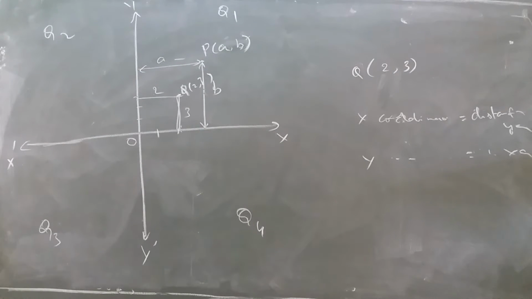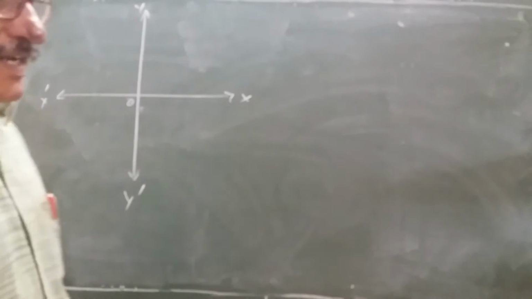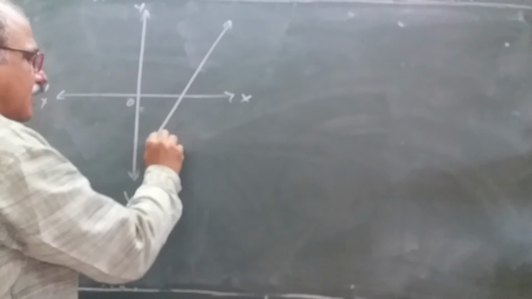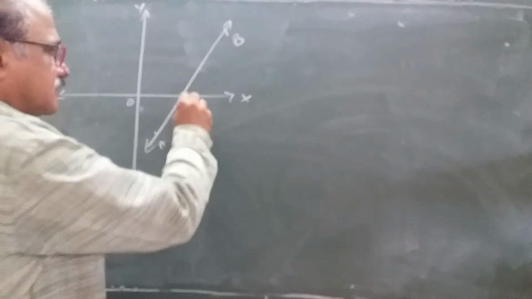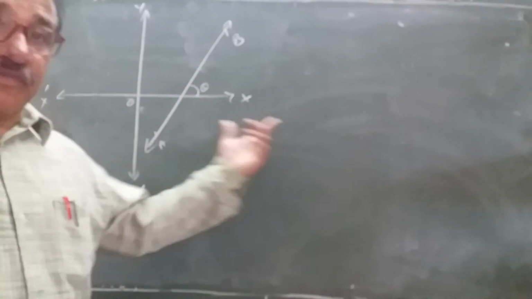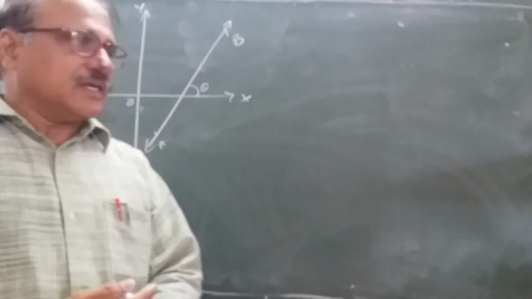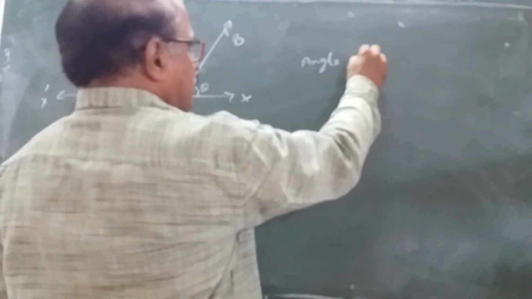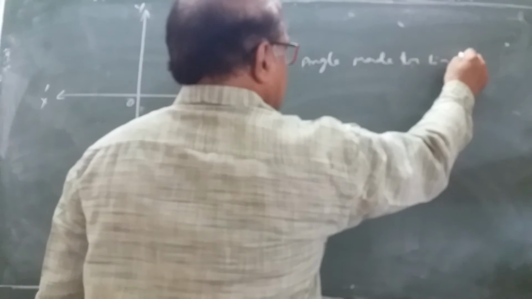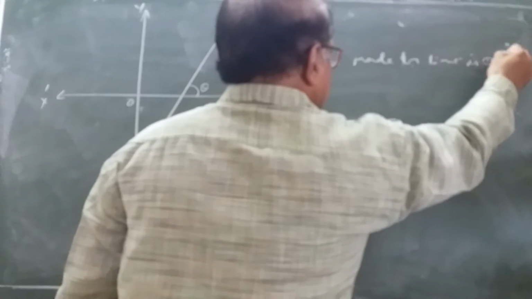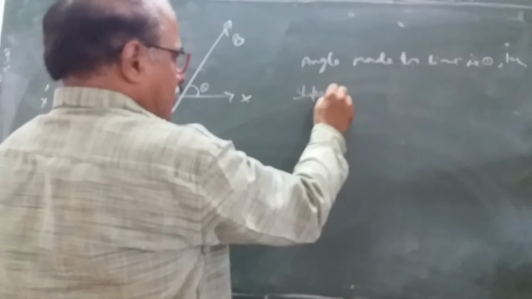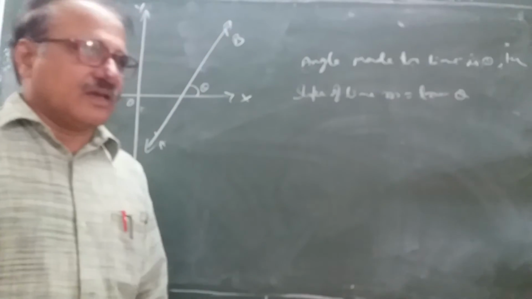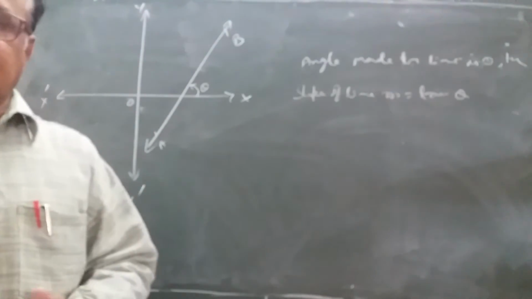Now, if there is a line like this, suppose this is line AB, and it makes angle theta with the positive x axis, then the slope of this line AB is, if the angle made by the line is theta, the slope m is equal to tan theta, measured in the positive direction with the positive x-axis.